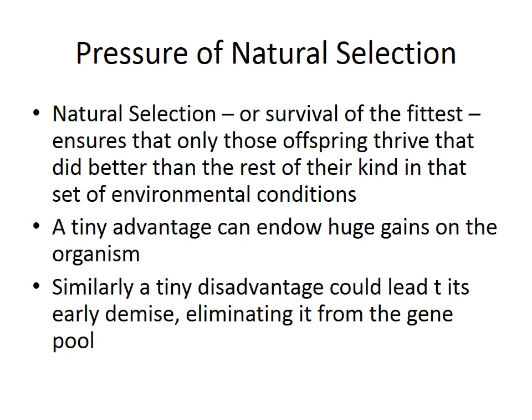So there's also the pressure of natural selection. We looked at natural selection last in Bio 101, and we saw that natural selection is the survival of the fittest. That ensures that only those offspring thrive that did better than the rest of their population in that set of environmental conditions. Since there's enormous diversity in a population, a tiny advantage can endow enormous gains on that organism, and similarly, a tiny disadvantage could lead to its early demise and it will be eliminated from the gene pool.